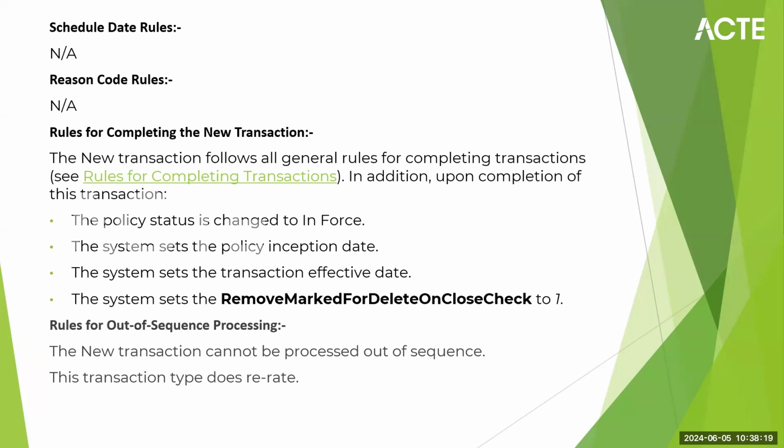The system sets the policy inception date. The system sets the transaction effective date. Nothing but whatever current date you are giving for the particular policy, the same effective date will be considered as the policy inception date and transaction effective date. The system sets the remove marker for delete on close choose to 1. Nothing but this particular one will be set to true by default.